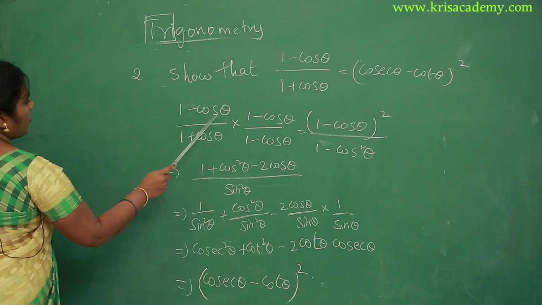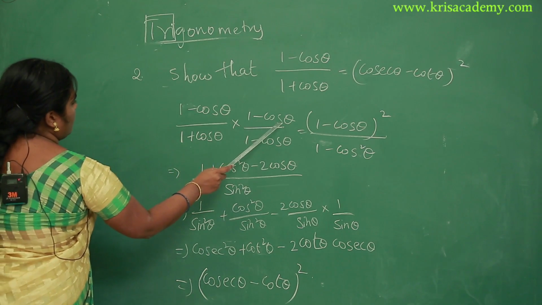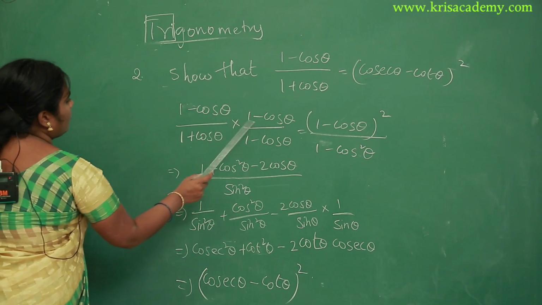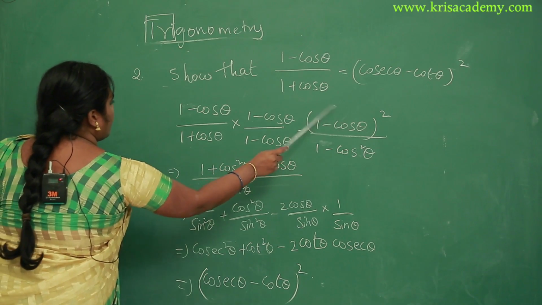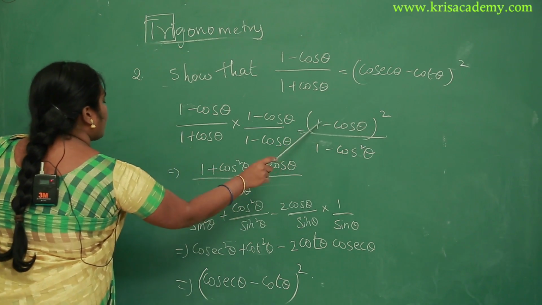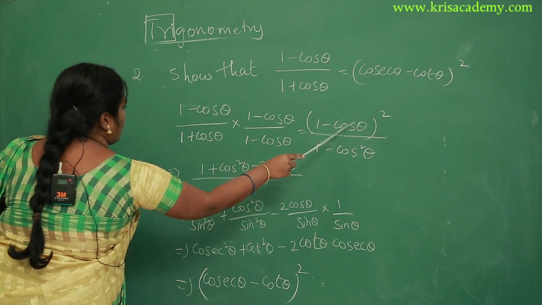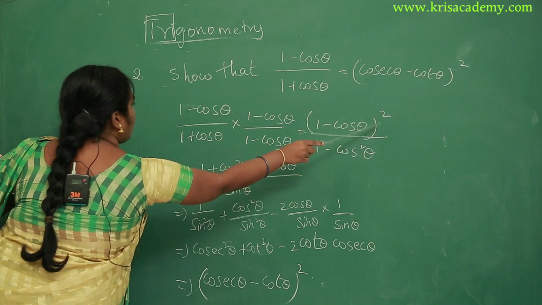So (1 minus cos theta) into (1 minus cos theta). It is like (a minus b) into (a minus b), which is (a minus b) whole square. So a value is 1, b value is cos theta. So (1 minus cos theta) whole square.